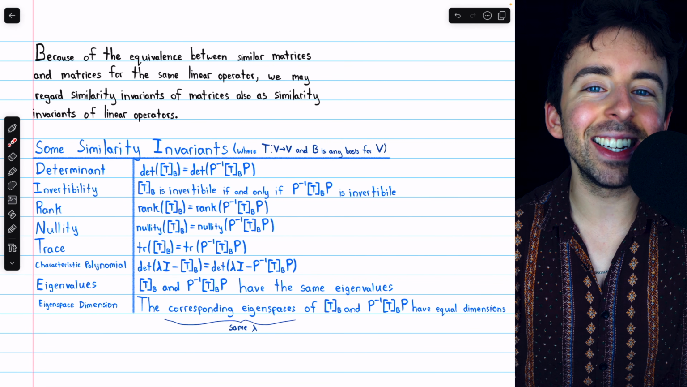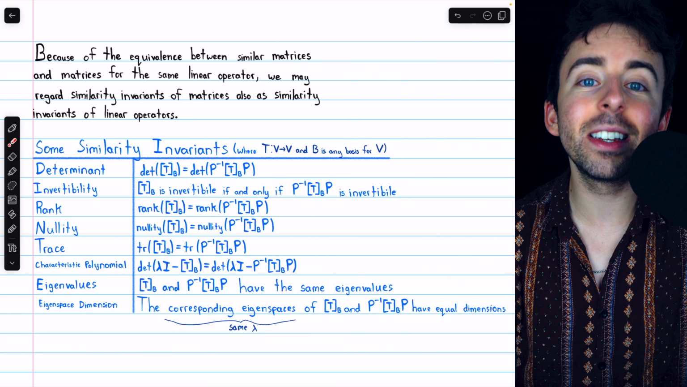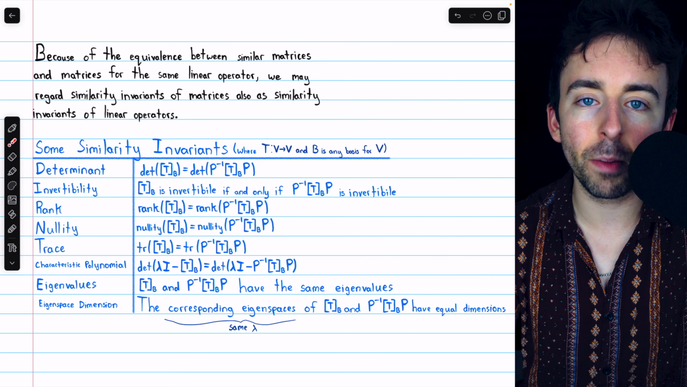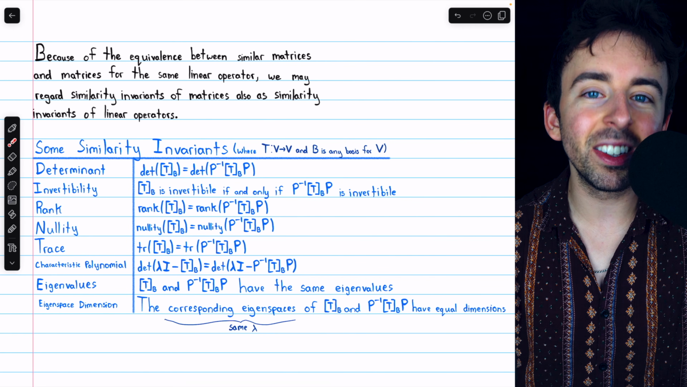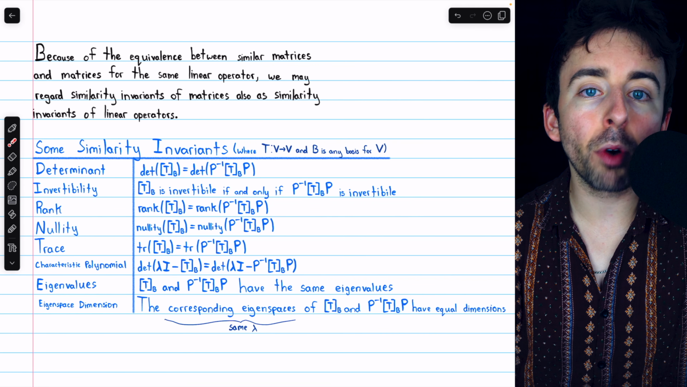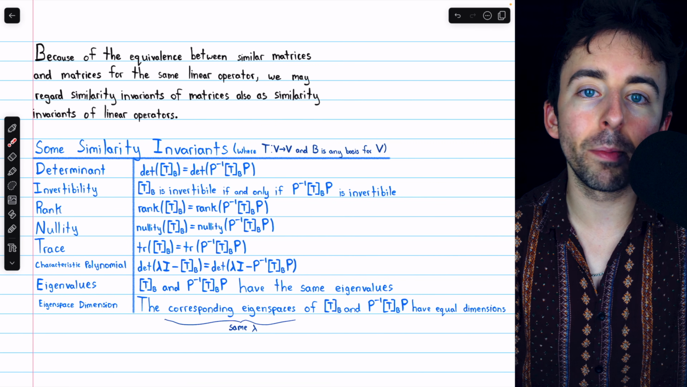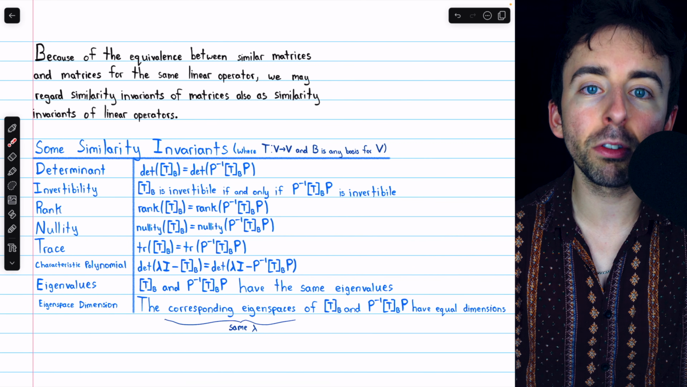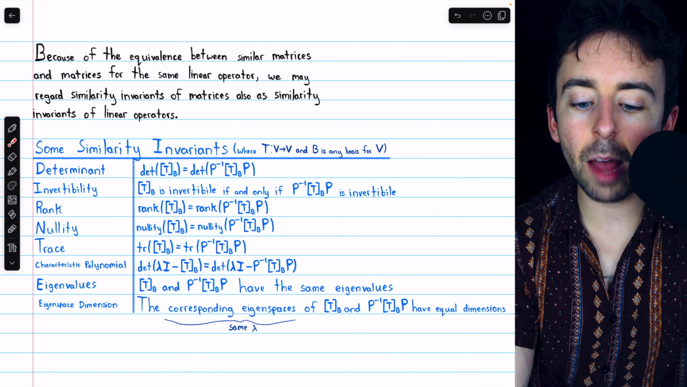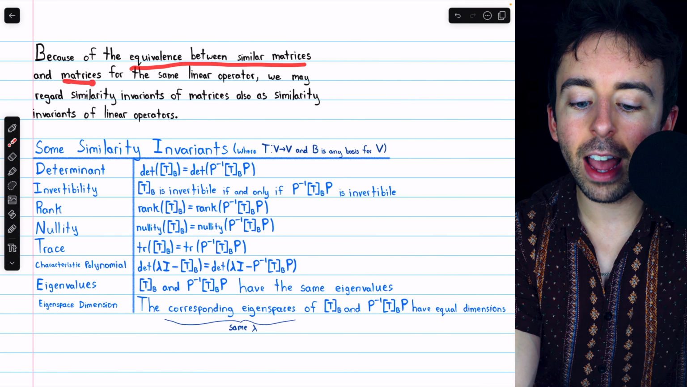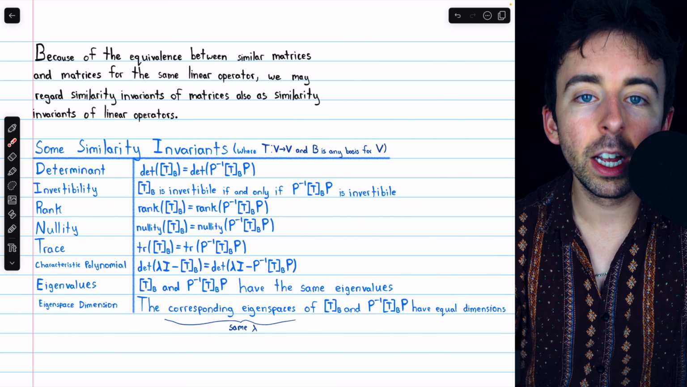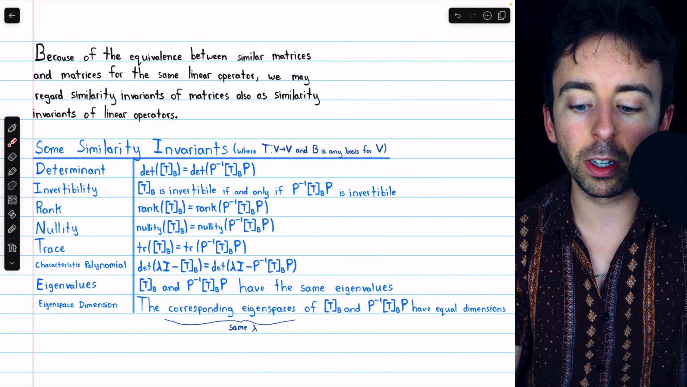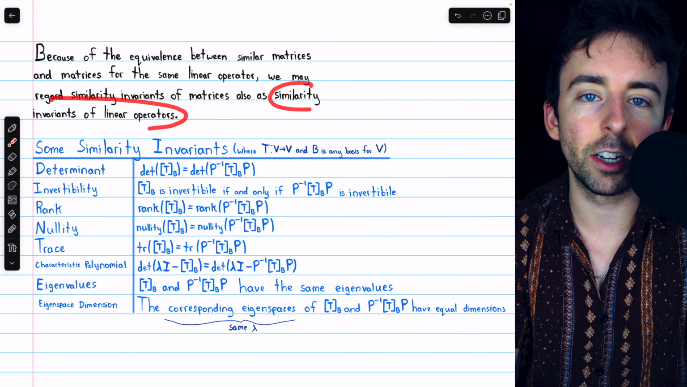But now we can say that indeed the determinant of a linear operator does make sense, because even though we can represent a linear operator with different matrices depending on the chosen basis, those matrices have to be similar. And so the properties which are invariant between similar matrices will also be invariant between matrices for linear operators with respect to different bases. We've just established an equivalence between similar matrices and matrices for the same linear operator. So everything we've previously discussed as similarity invariants of matrices can also be regarded as similarity invariants of linear operators.